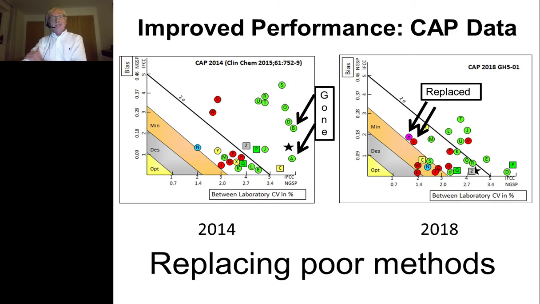You can use this sigma metrics model on the CAP data. As we can see here, back in 2014, the mean overall result was outside acceptable levels. But in 2018, the mean result falls within the acceptable levels. How does this happen? Well, poorly performing methods have gone and have been replaced with better performing methods. And this is how we can use quality data to move quality onwards.